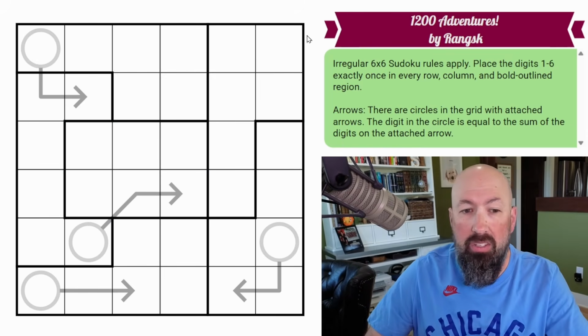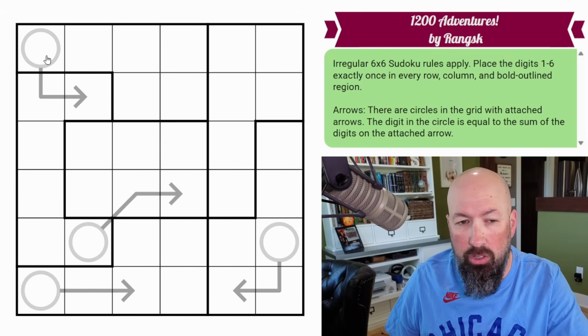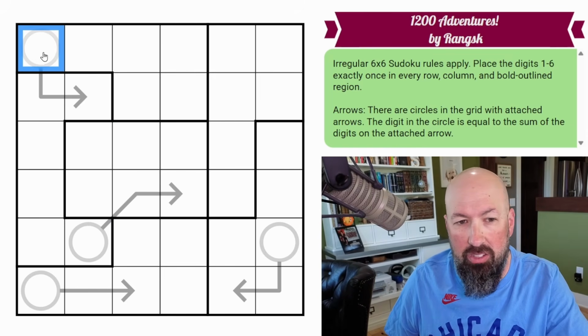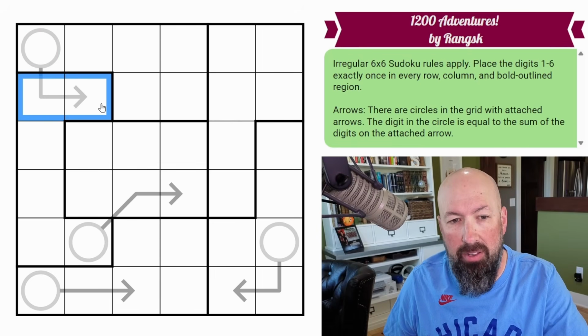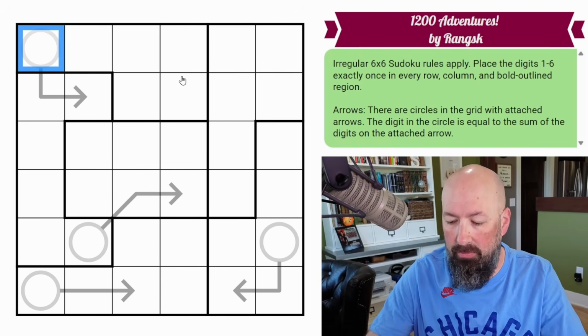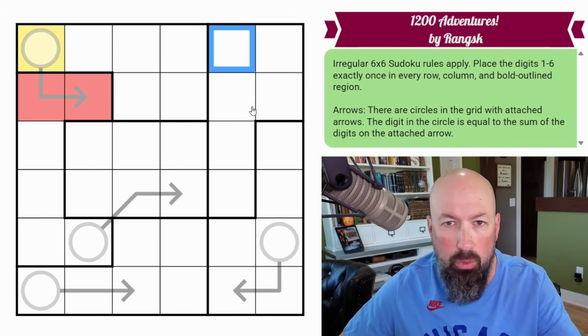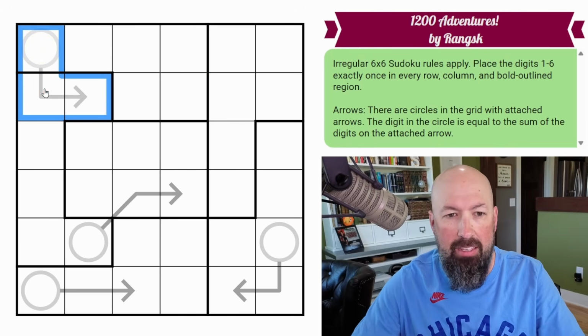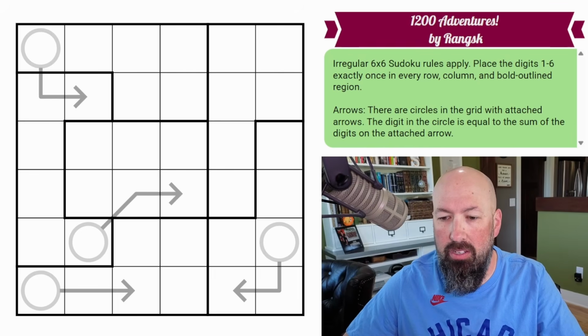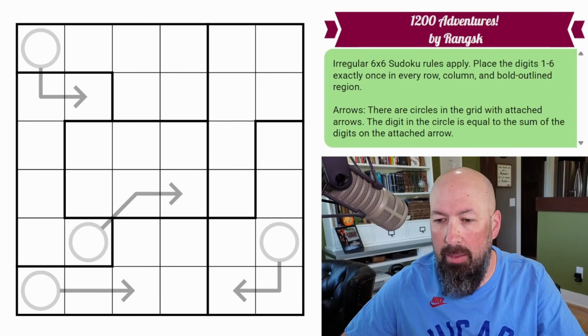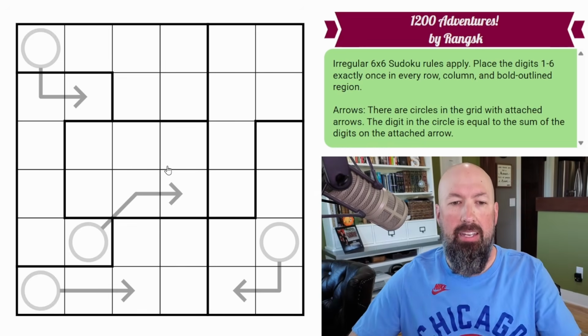We have arrows. These are standard arrows, so they're circles with attached arrows, and the digit in the circle is equal to the sum of the digits on the attached arrows. So, for example, the yellow would equal the sum of the two reds there. And that is all the rules. There's a link in the description where you can try this yourself, and I'm going to give it a shot right now.